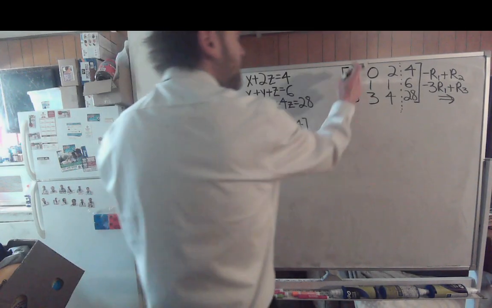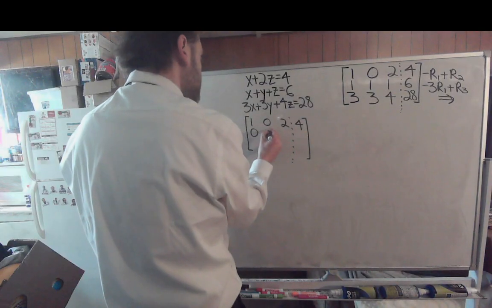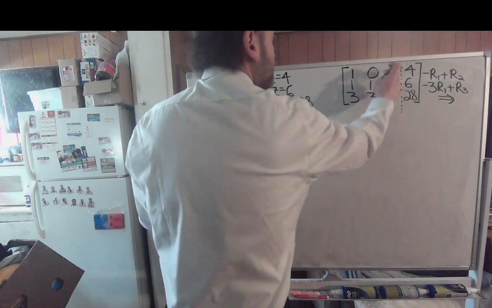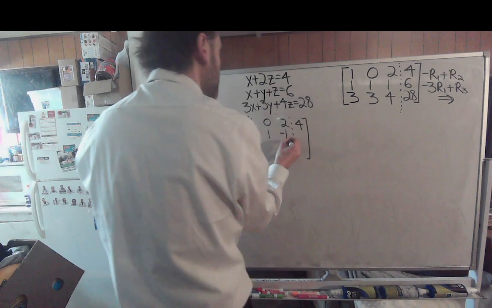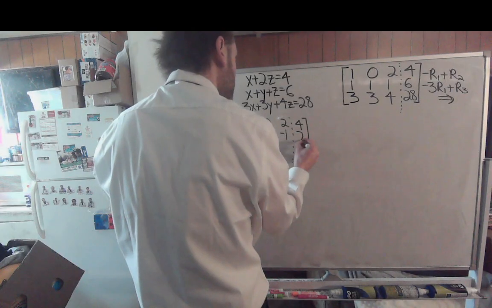Negative 1 plus 1 is 0. 0 plus 1 is still 1. Negative 2 plus 1 is negative 1. Negative 4 plus 6 is 2.